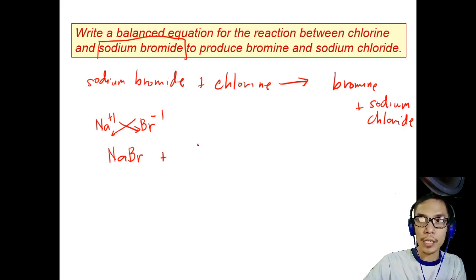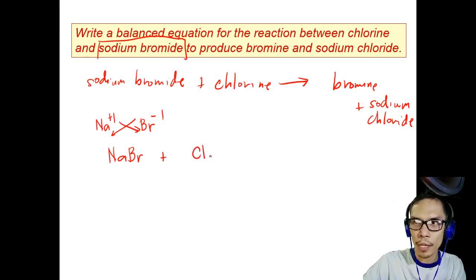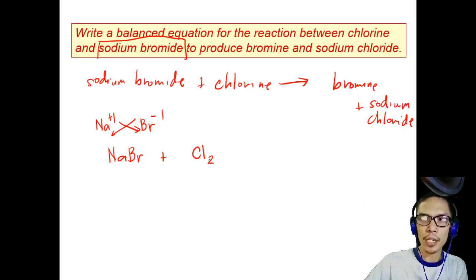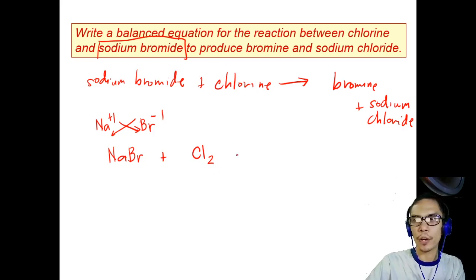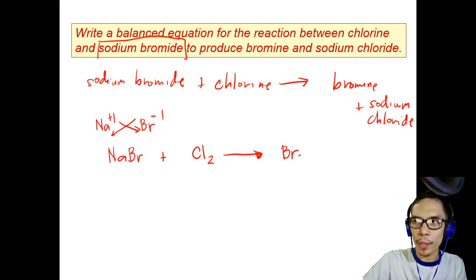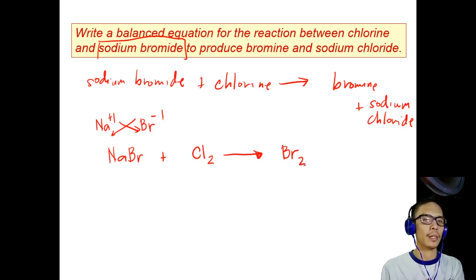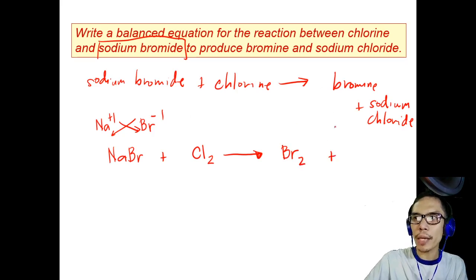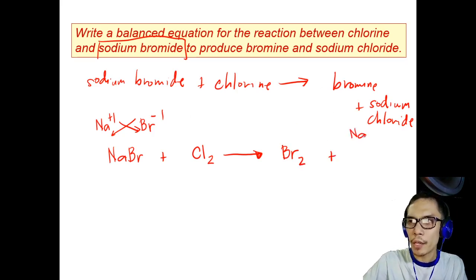Plus, chlorine exists in gas or diatomic form, so it should be written as Cl2. Take note of that one. It doesn't exist the other way around. Now, the bromine also exists in diatomic form, so it looks like Br2. Next one, the sodium chloride.